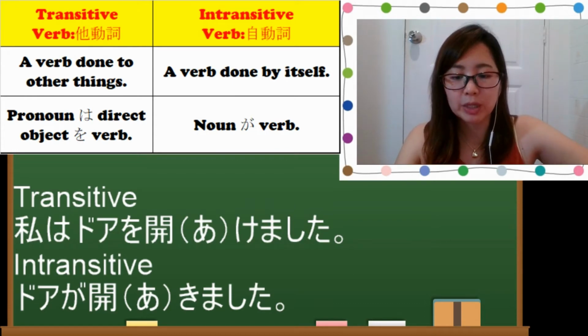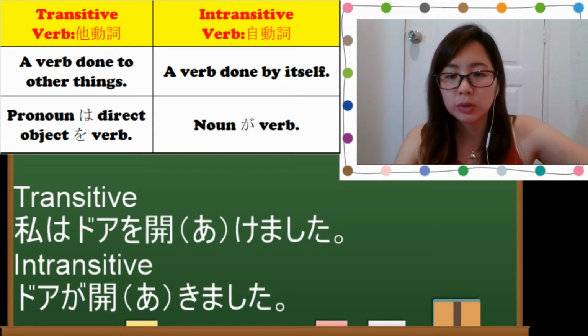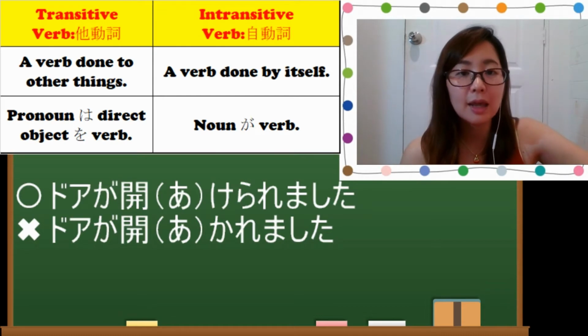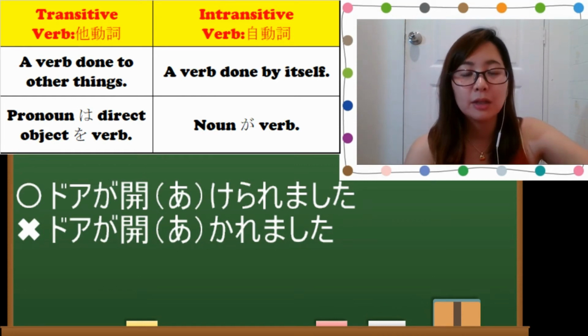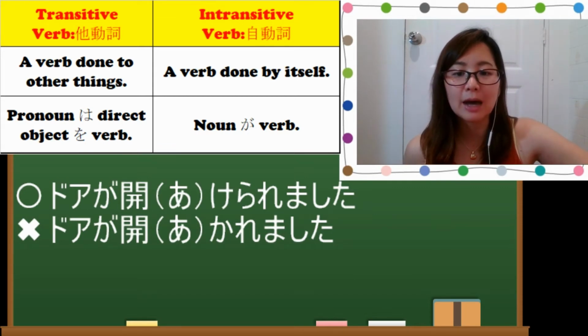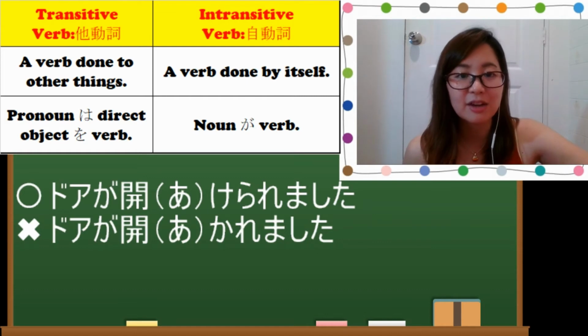When we want to make it passive, we can only use the transitive. So it will be ドアが開けられました。The door has been opened. So 開けます is transitive. We make it passive form. It will be 開けられました。We cannot say ドアが開かれました。There is no such word.